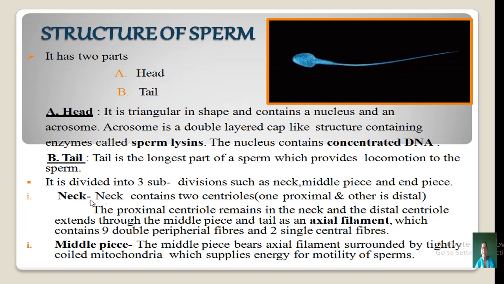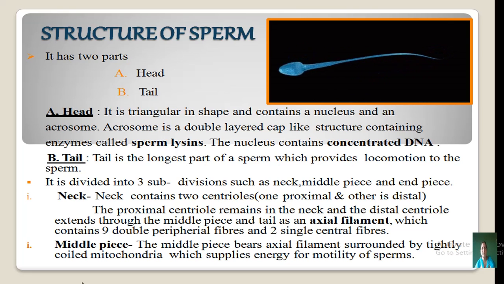Now come to the tail. The tail is the longest part of the sperm which provides locomotion to the sperm. It is divided into 3 subdivisions such as neck, middle piece and end piece. What is present in the neck? The neck is the joint portion between the head and middle piece. The neck contains 2 centrioles. One is proximal centriole and another one is distal centriole. The proximal centriole remains in the neck region, but the distal centriole extends through the middle piece and tail as a filament. That filament is called axial filament. The axial filament contains 9 double peripheral fibers and 2 single central fibers. This is called 9+2 arrangement.